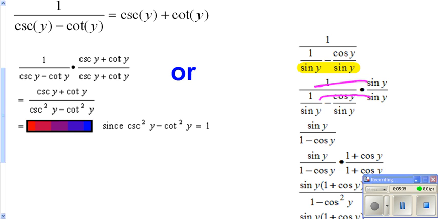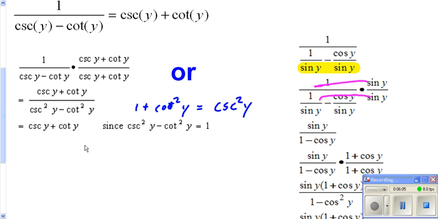Because remember, your basic Pythagorean theorem identity is that 1 plus cotangent squared y is equal to cosecant squared y. So when you take your cotangent squared to the other side like we have here, your cosecant squared minus your cotangent squared is 1. So the whole denominator simplifies down to 1. So it's really just the top over 1. And that's what we're looking for.